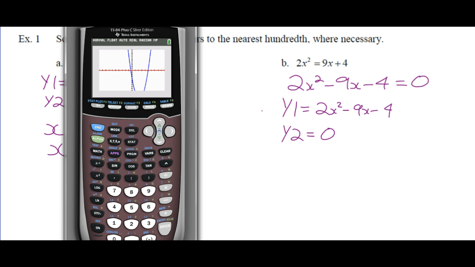adjust your window. So here, now I'm going to use intersect. So second calc and number 5 is intersect. So I have 2 lines drawn. All I'm going to do is move to about the point of intersection that I want. So that's close enough. Now it says first curve, and you notice it's on y1, the 2x squared, so I hit enter. It says second curve, and now it jumps up to the line y equals 0, so I hit enter. And it asks for a guess, and I'm as close as I could get, so I'm just going to hit enter. And we get negative 0.4 what? Negative 0.41.